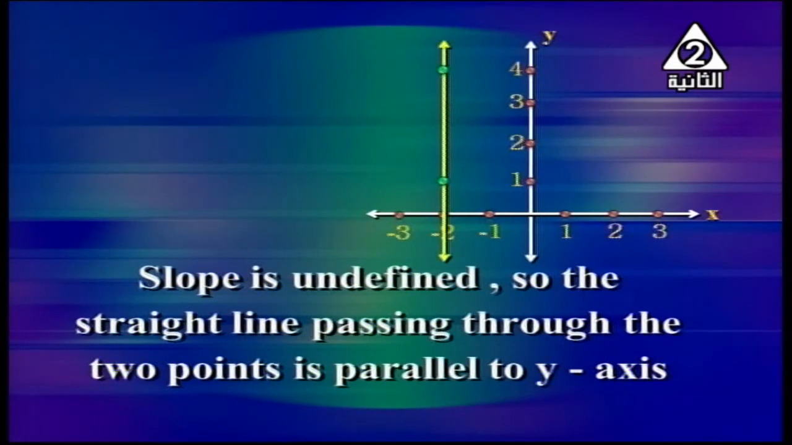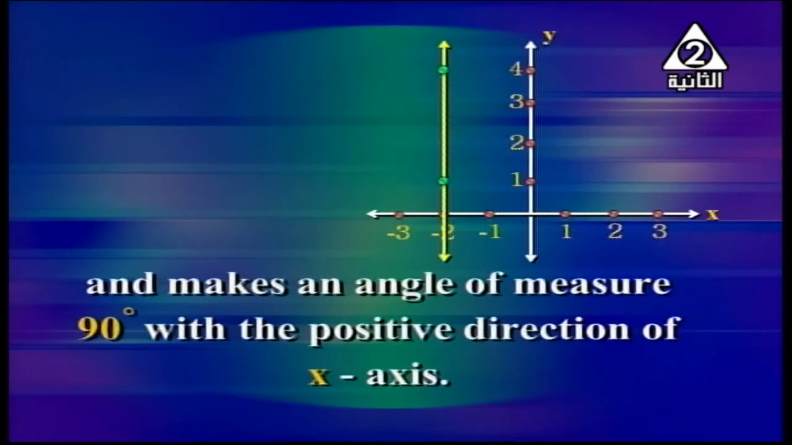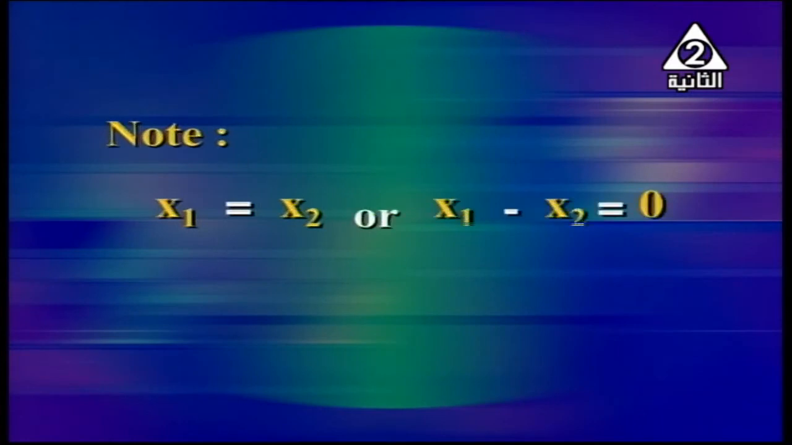Not only parallel to the y-axis, but it also makes an angle of measure 90 degrees with the positive direction of the x-axis. And here we are going to note a very important note which says that when the value of x1 equals x2, or x1 minus x2 equals 0, it means that the straight line will be parallel to the y-axis.